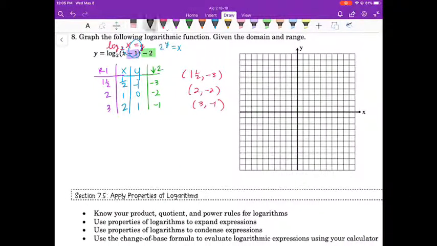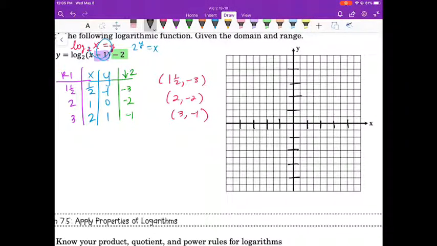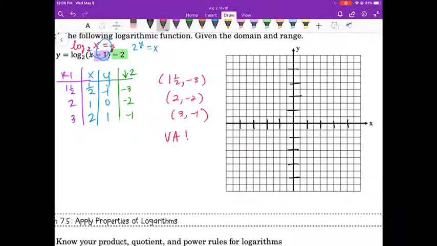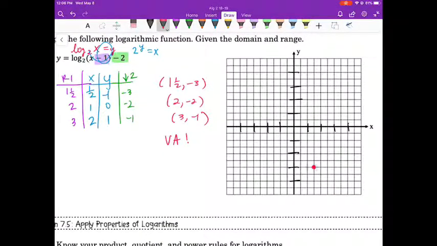We are going to be able to space these out pretty well, so we will do so. And we remember that our log function is an inverse function of an exponential function. So our exponential functions had horizontal asymptotes. Ours, for a log function, is going to have a vertical asymptote. We'll talk about what that'll be in a second. But let's start first with plotting those points: (1.5, -3), (2, -2), and (3, -1).